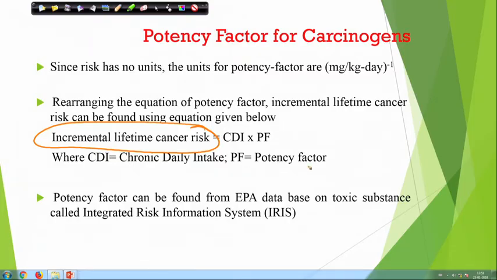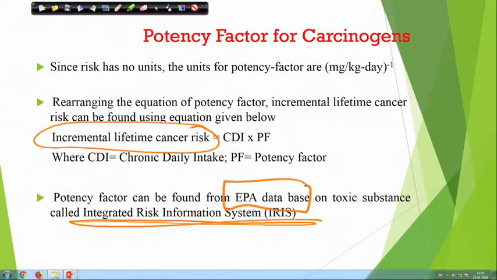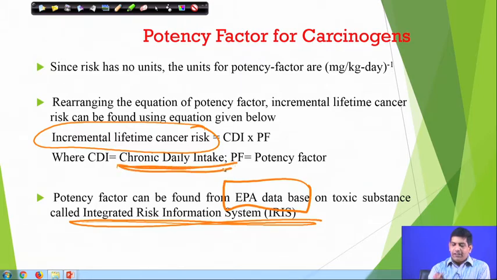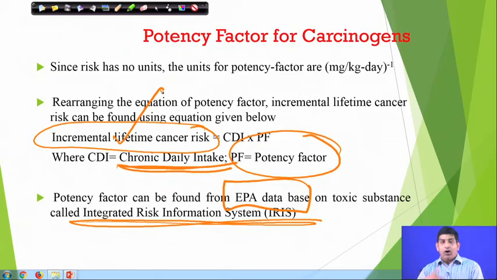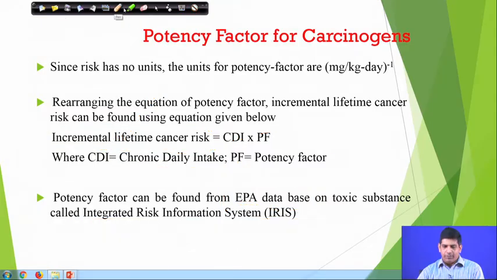Now, the potency factor or the slope factor is available in the Integrated Risk Information System, the IRIS database, the EPA database. So, we can get the data from there. Incremental lifetime cancer risk is CDI, the chronic daily intake, times the potency factor. Once we know the potency factor, we can calculate the incremental lifetime cancer risk. And as I said, the potency factor or slope factor is available in the EPA IRIS database for most of the contaminants, most of the chemicals.